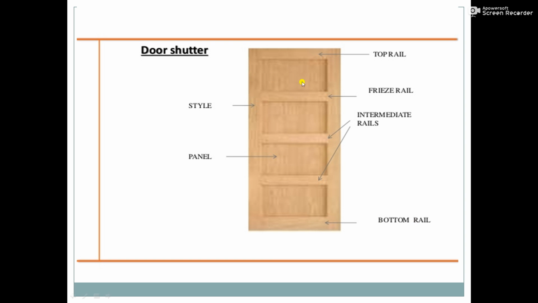Okay, so the door shutter is made up of the bottom rail, top rail, then the freeze rail. Whatever centrally intermediate rails are provided, those are known as freeze rails. Then intermediate rails, then the stiles and the panels. So this is the structure of the door shutter.